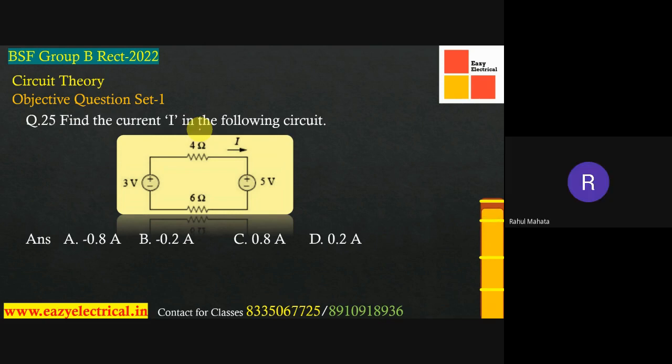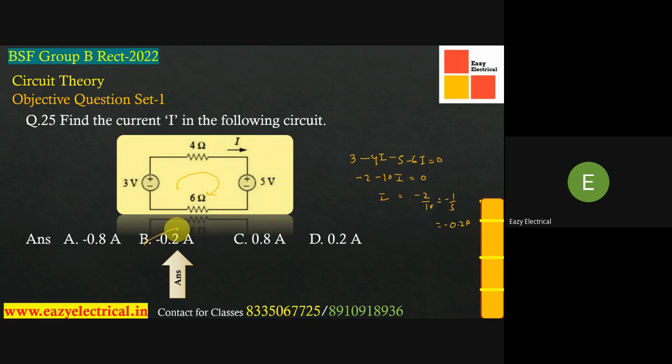স্যার বি এরটা হবে। এরকম ভাবে এই লুপে তুমি কেভিএল অ্যাপ্লাই করো। কেভিএল 3 minus 4i minus 5 volt minus 6i equal to 0. তার মানে how much it is? minus 2 minus 10i equal to 0. So I is equal to minus 2 by 10, that means minus 1 by 5 or minus 0.2 amperes. This is the correct option.